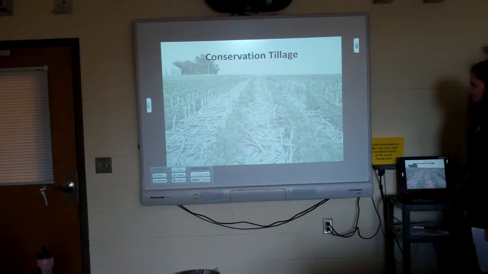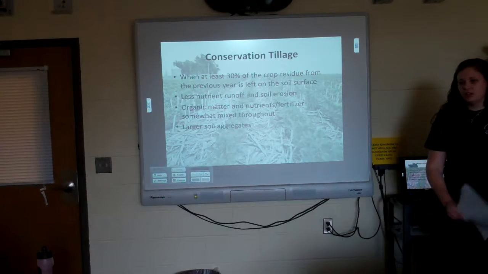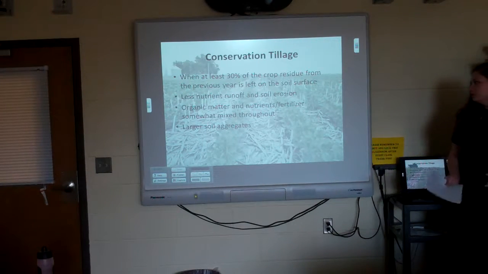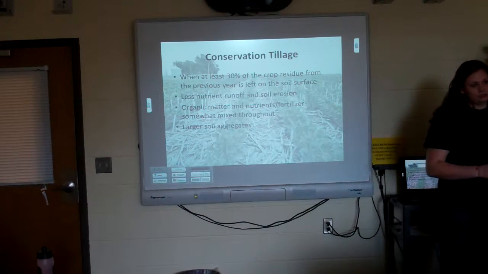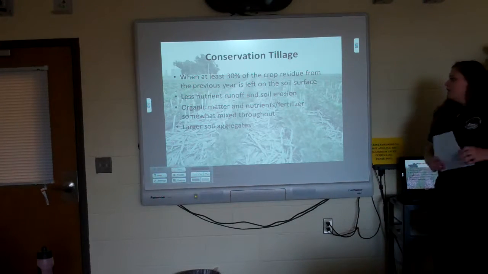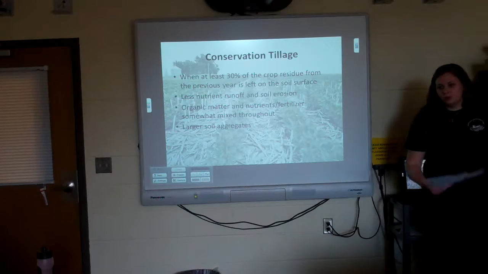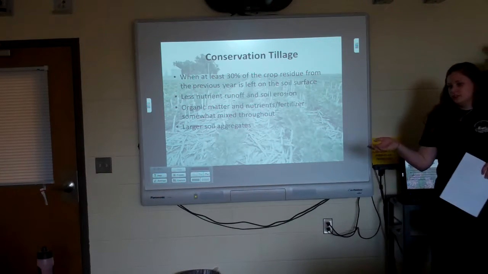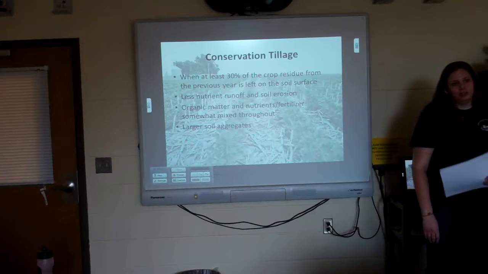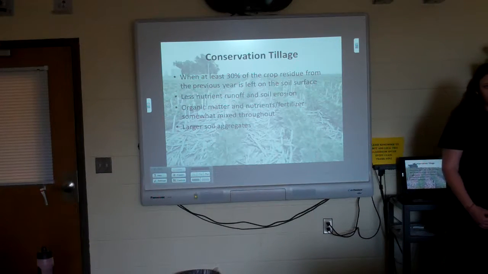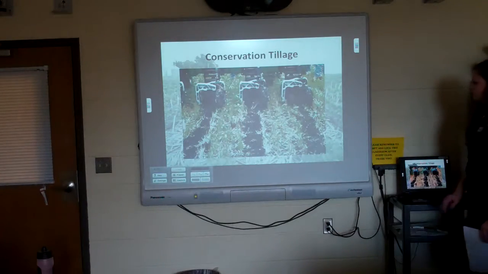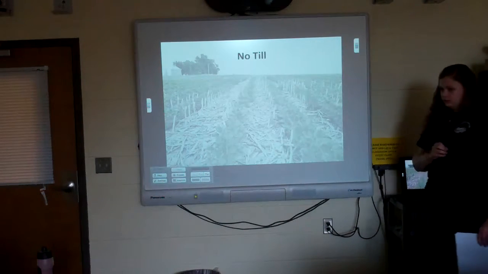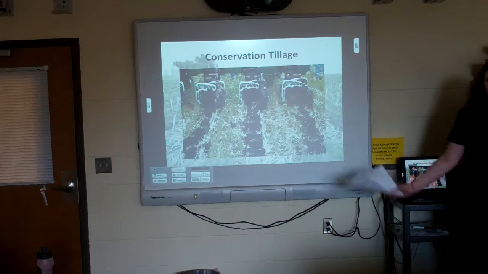Next we have conservation tillage. This is when at least 30% of the crop residue from the previous year is left on the soil surface. This has less soil erosion and nutrient runoff than conventional, but more than no-till. The organic matter and nutrient fertilizers are somewhat mixed throughout the soil. It's going to be mixed where you actually till it. And this has larger soil aggregates than the conventional tillage, but they're still going to be smaller than the no-till. And this is showing they're only tilling where they're going to plant their seeds.